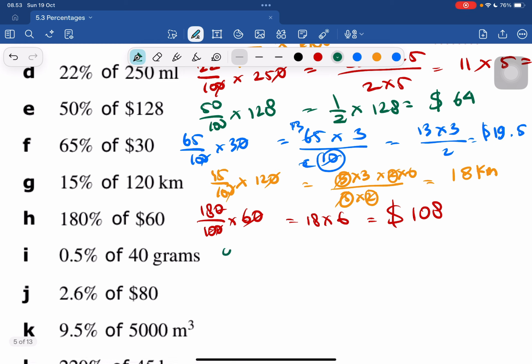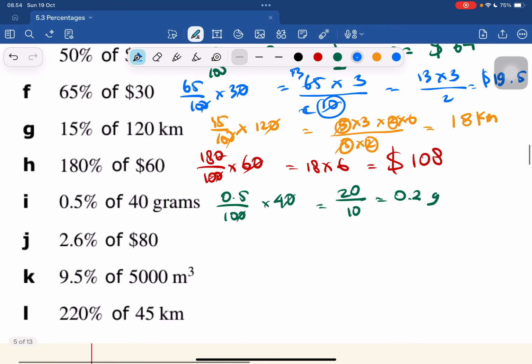Next question, we got 0.5 over 100. And then we multiply it by 40. This we divide by 10. So 0.5 times 4. So this is 4. So it's going to be 20 over 10. So this is 0.2 gram. Next question, 2.6 percentage. So 2.6 over 100 times 80. So this we divide by 2.